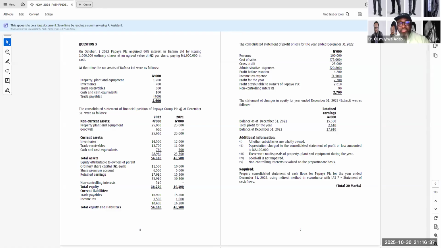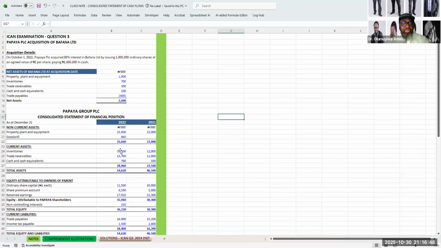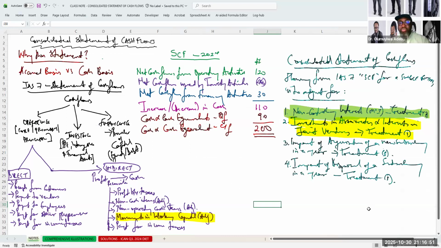And yesterday we laid the principle. Let me go back to our class notes. We laid the principle where we talk about the 4 items that will always result in an adjustment and maybe cash flow impact in the consolidated statement of cash flows. The first one borders on the non-controlling interest, the treatment with respect to obtaining dividend, the amount, and how such dividend has to be accounted for.